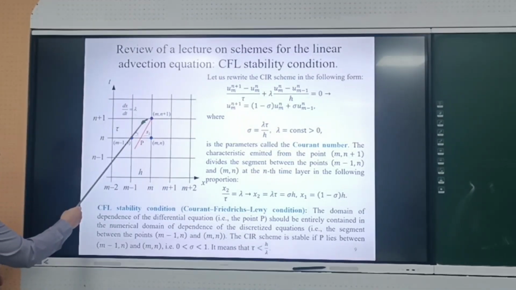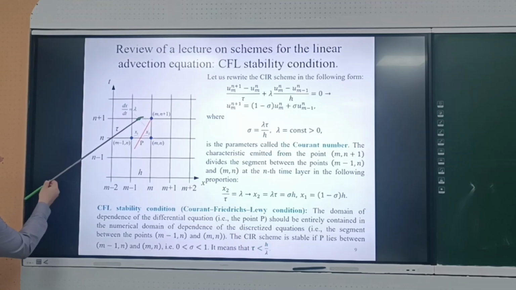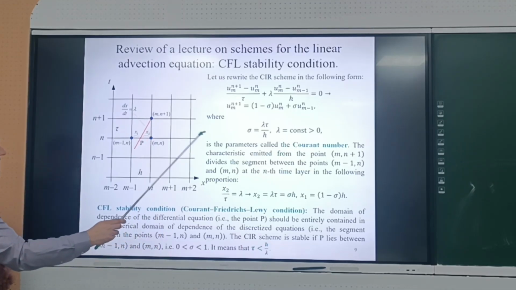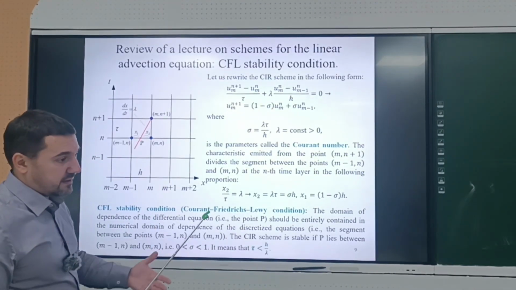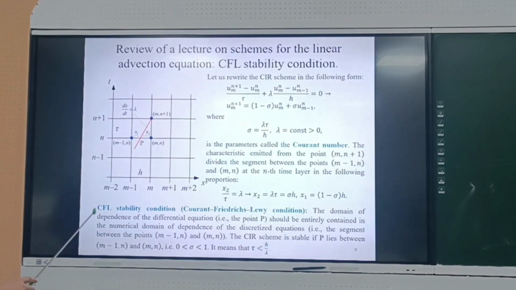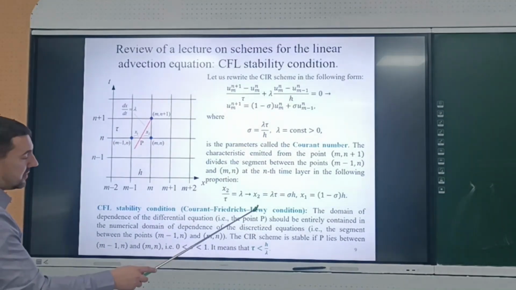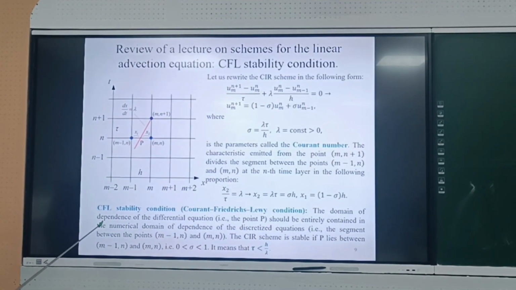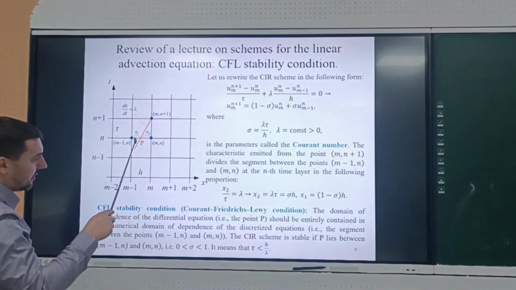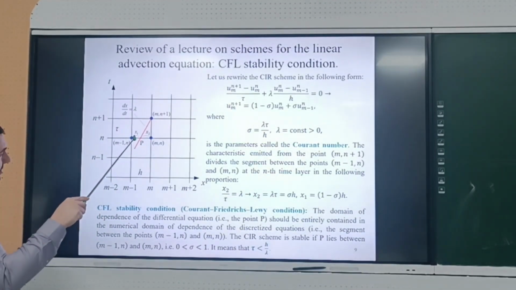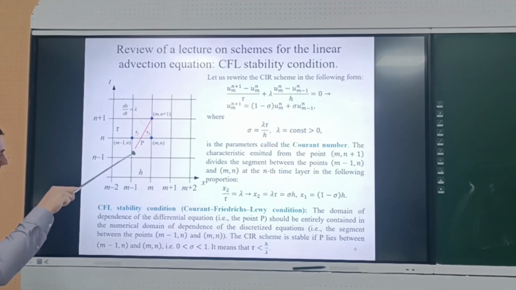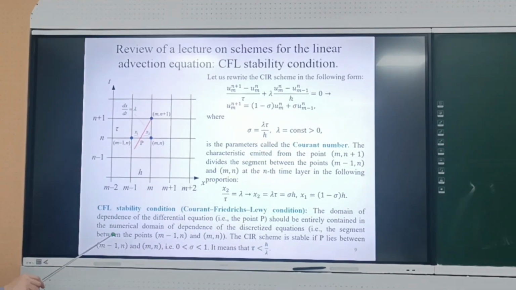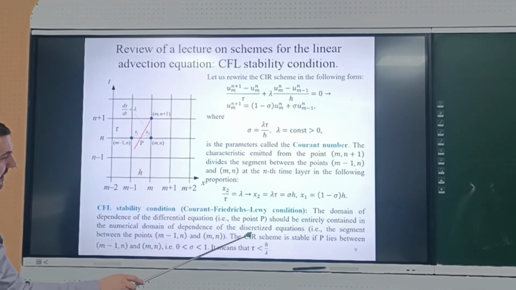But if, for example, this characteristic goes here, or here, or even here, but that's not possible because lambda is greater than 0 here, the scheme will be unstable. And it reflects the general statement called the CFL stability condition, or Courant-Friedrichs-Lewy condition. The domain of dependence of the differential equation, that is point P, because the solution here is equal to the solution here. So the domain of dependence is only one point P. It should be entirely contained in the numerical domain of dependence of the discretized equations. That is the segment between 2 points, m minus 1, n and m, n.